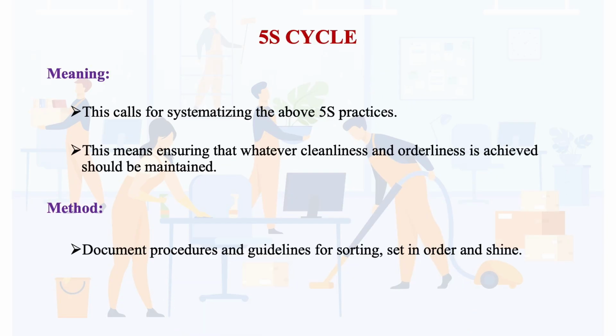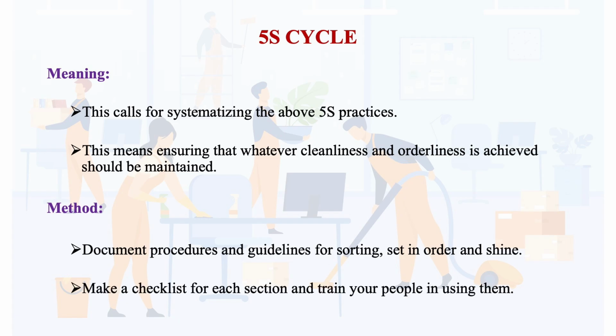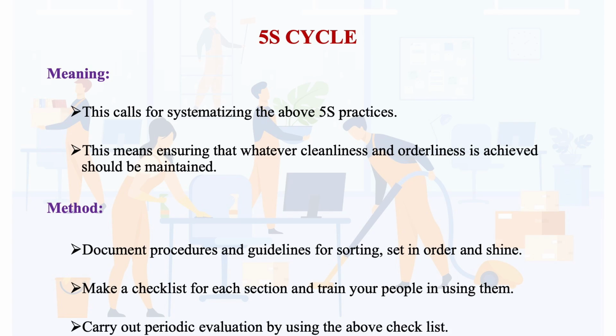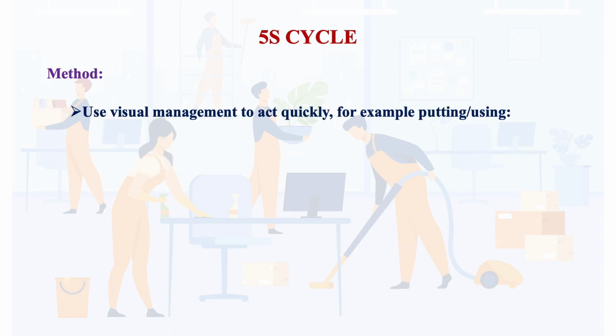What are the methods to maintain such things? First, document procedures and guidelines for sorting, set in order and shine. Make a checklist for each section and train your people in using them. Carry out periodical evaluation by using the above checklist. Use visual management to act quickly.